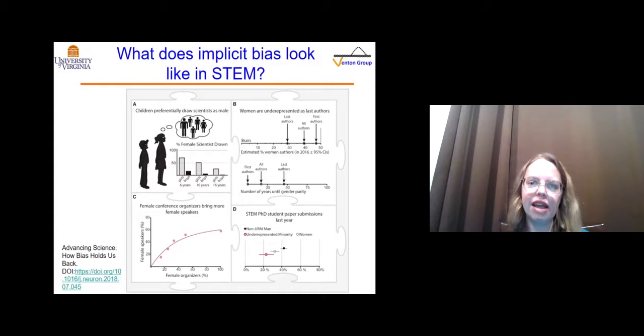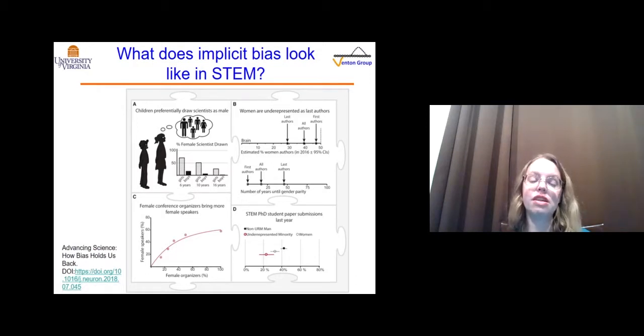So you see that they're not getting to those faculty positions. And then they ask, okay, what are the number of years till we can get to gender parity for first authors? It's like 1 or 2 years, right? We should be there. For all authors, it's like 15, and for last authors, it's like 45. It's a little bit sad as far as that goes.